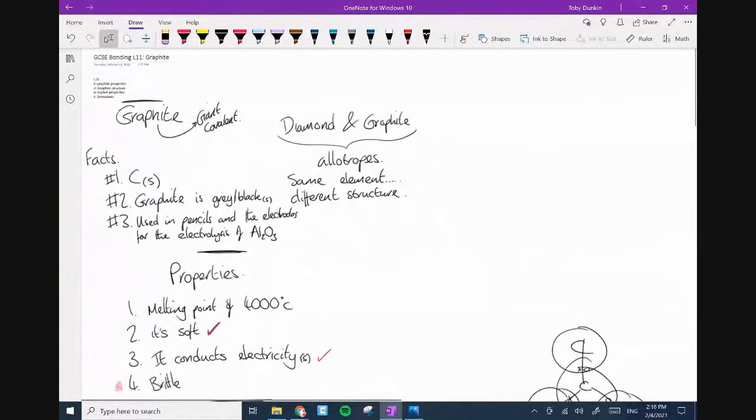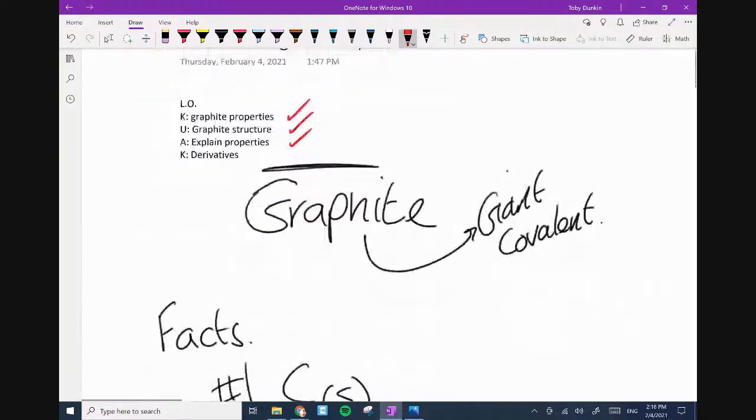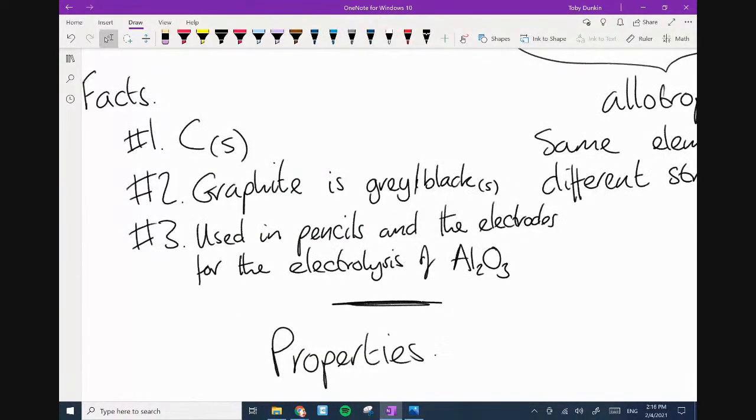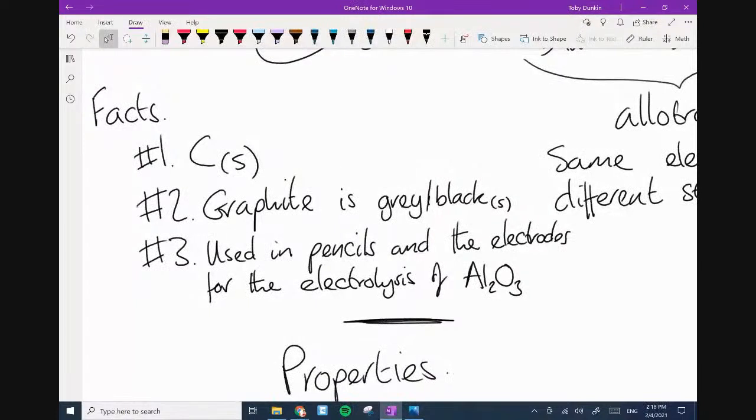So I quickly go up to here. Graphite's structure explains the properties. So we understand the solid has a high melting point. Color-wise, that's actually a really interesting one. You can also explain that with the bonding. Because graphite has delocalized electrons, those delocalized electrons can absorb visible light, and they absorb all of it, and hence it looks black.